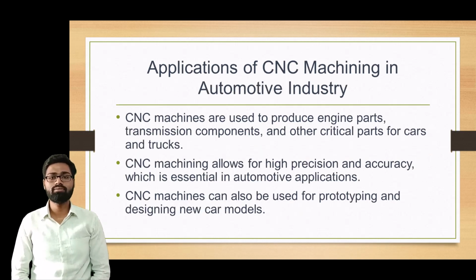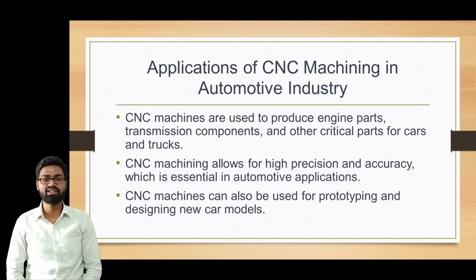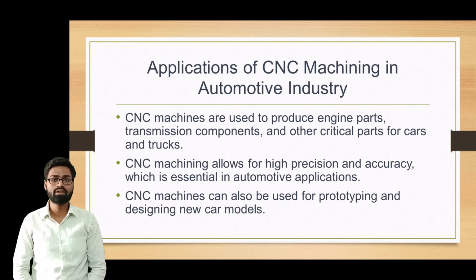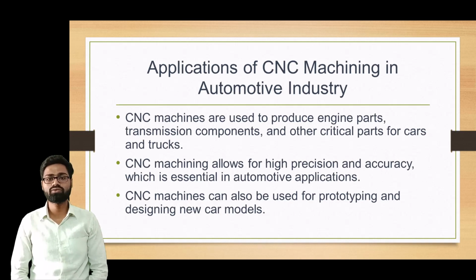Applications of CNC machining in the automotive industry. CNC machines are used to produce engine parts, transmission components, and other critical parts for cars and trucks. CNC machining allows for high precision and accuracy, which is essential in automotive applications. These CNC machines can also be used for prototyping and designing new car models.